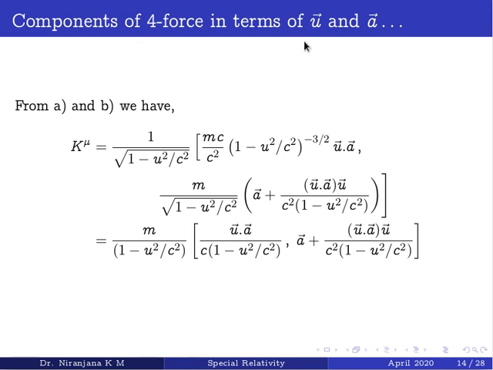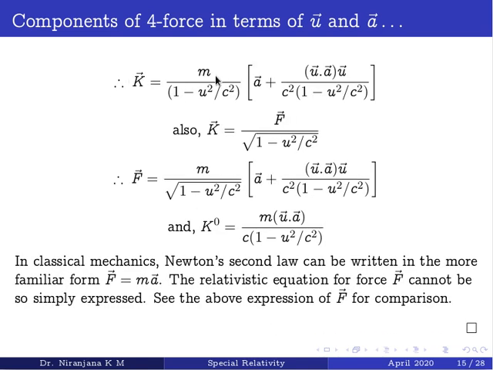Now we have successfully expressed 4 force in terms of ordinary velocity and ordinary acceleration. Now you can see that we will take out the spatial part of this expression, which is nothing but the 3 vector k. And now we will write it as the 3 vector k equals m by 1 minus u square by c square into a plus u dot a into u by c square into 1 minus u square by c square. And also by definition we know that the 3 vector k is equal to the relativistic force F by square root of 1 minus u square by c square.